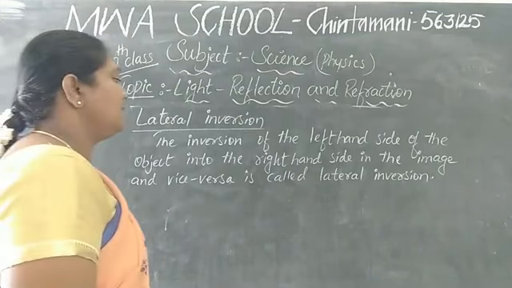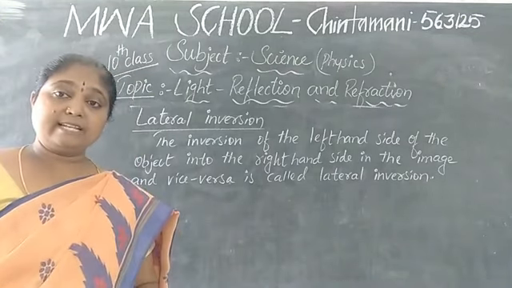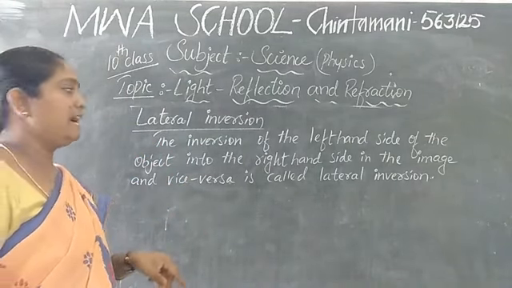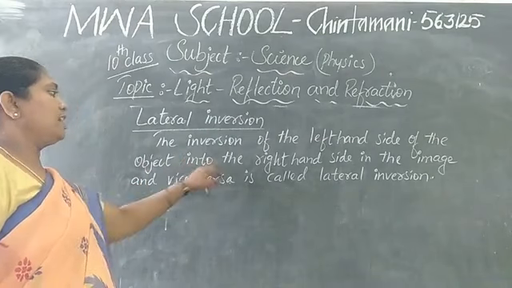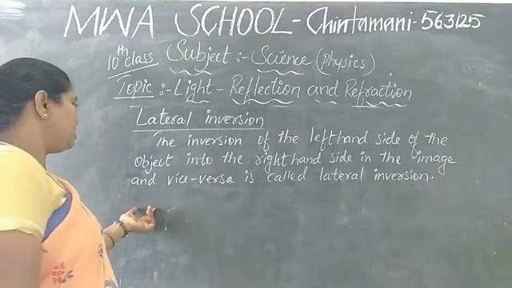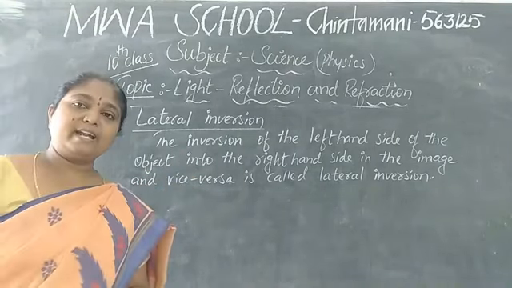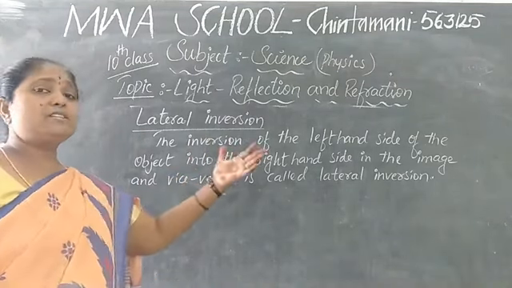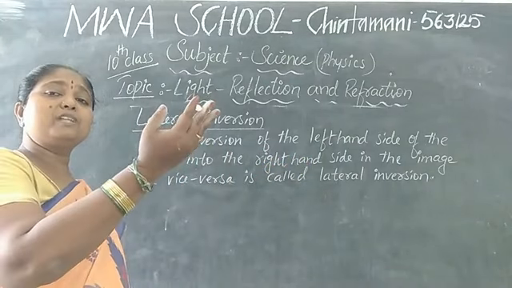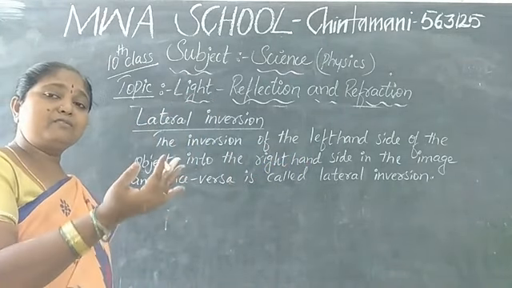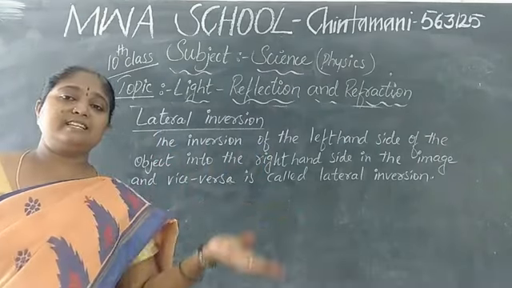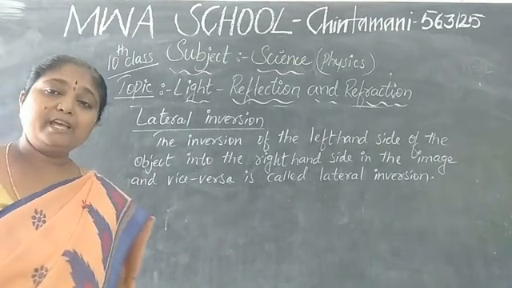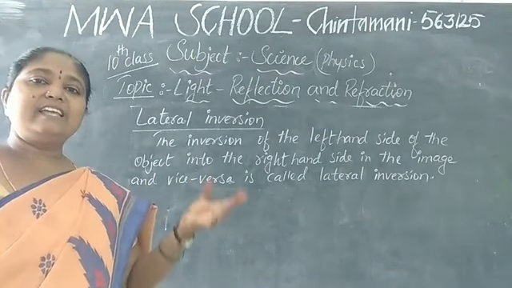Next topic is lateral inversion. The inversion of the left hand side of the object to the right hand side in the image and vice versa is called lateral inversion. Means if you see towards the left hand side, we can observe towards the right hand side. If you are seeing towards the right hand side, it will be seen towards the left hand side. So this inversion only, we call it lateral inversion.